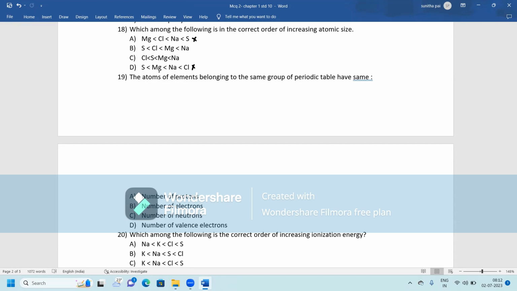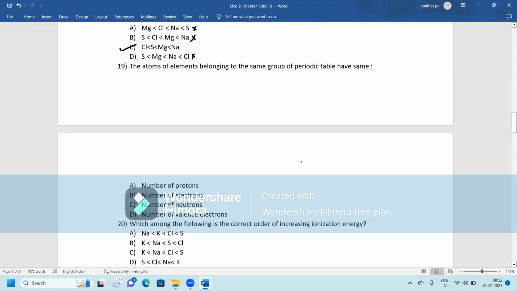Now let us take B. Sulfur and then chlorine. No, chlorine comes to the right of sulfur, so the size decreases as you go across a period. Option C happens to be the correct answer because as you go from chlorine to sulfur, you are moving toward the left, so size increases. Sulfur to magnesium, again to the left you are moving, size increases. And finally, sodium.